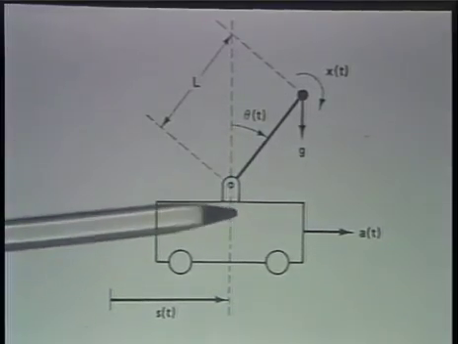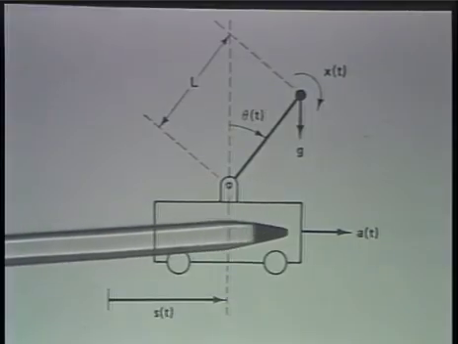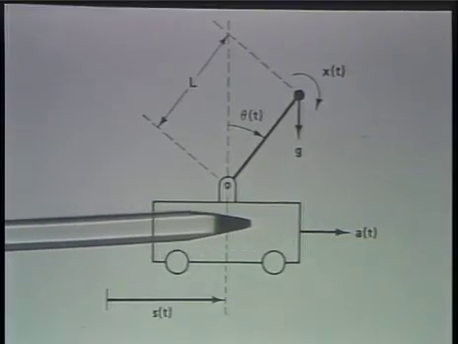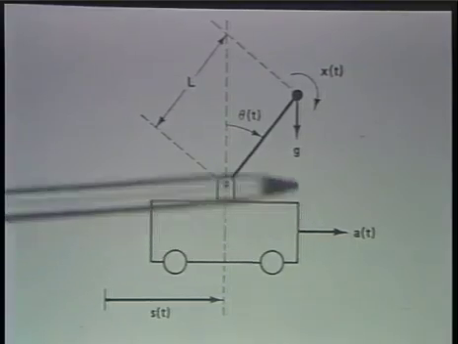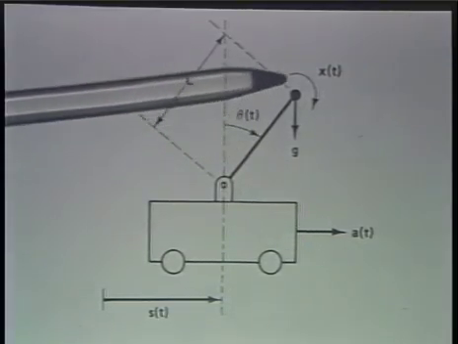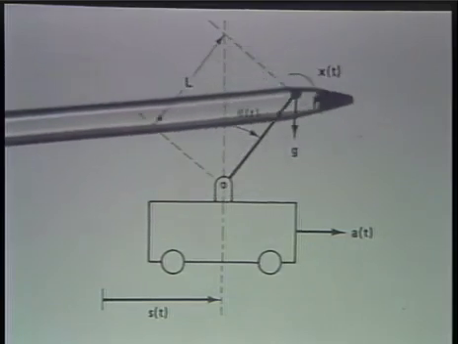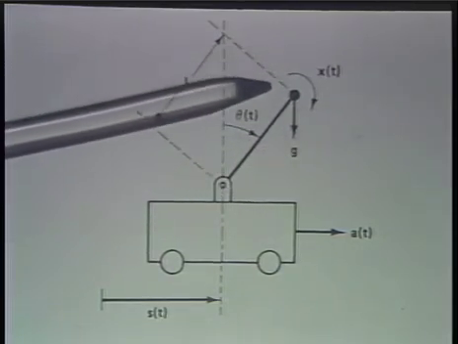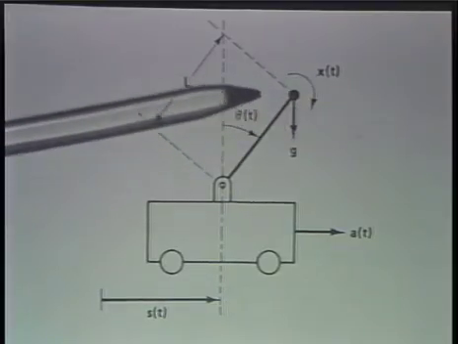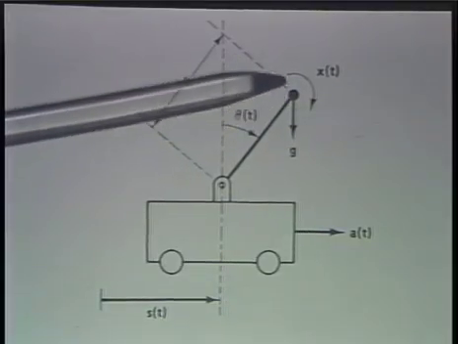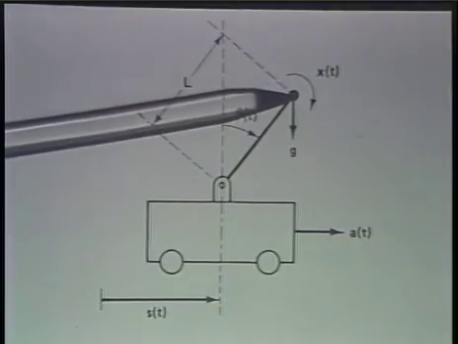And the cart has an external acceleration applied to it, which is the input that we can apply to the system. And then, in general, we can expect some disturbances, and I'm going to represent the disturbances in terms of an angular acceleration which shows up around the weight at the top of the rod.